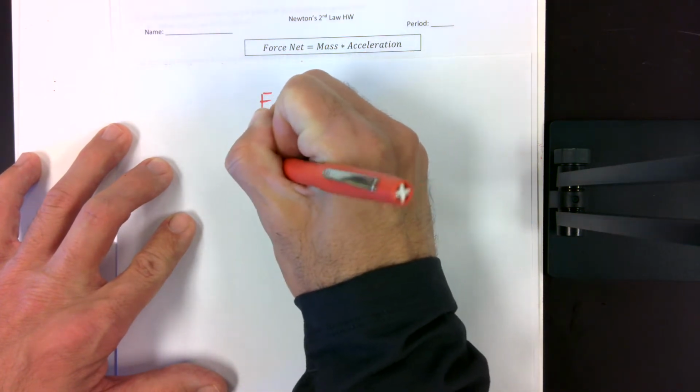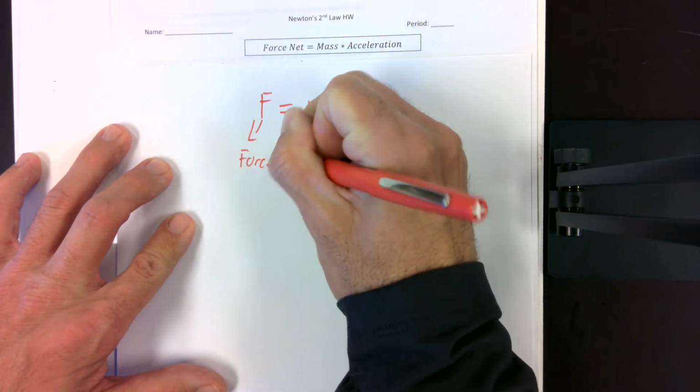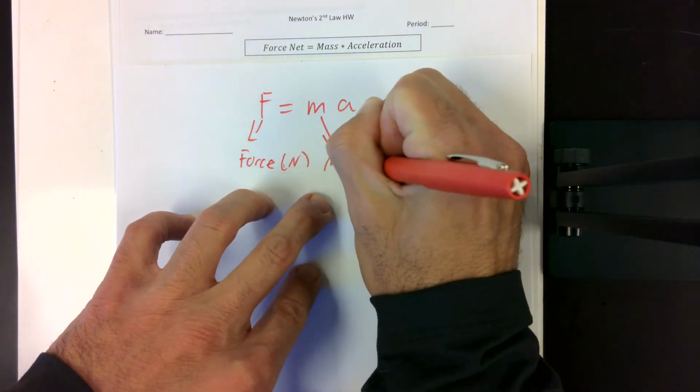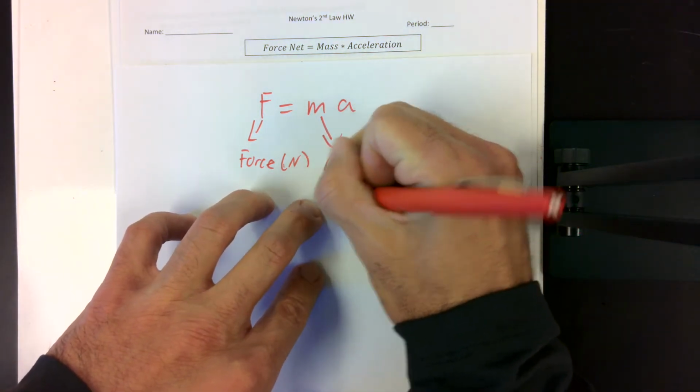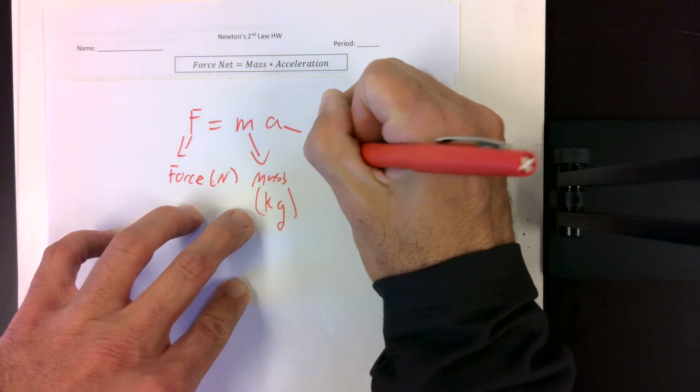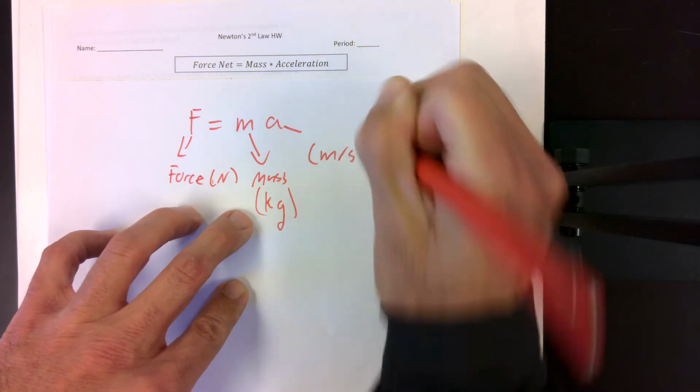F is force, which is represented in newtons. M is mass, which is represented in kilograms. And A is acceleration, which is represented in meters per second squared.